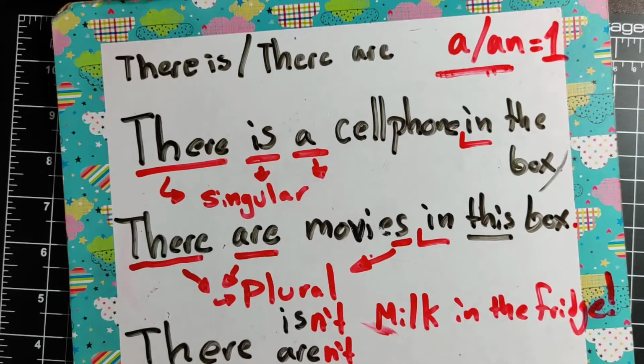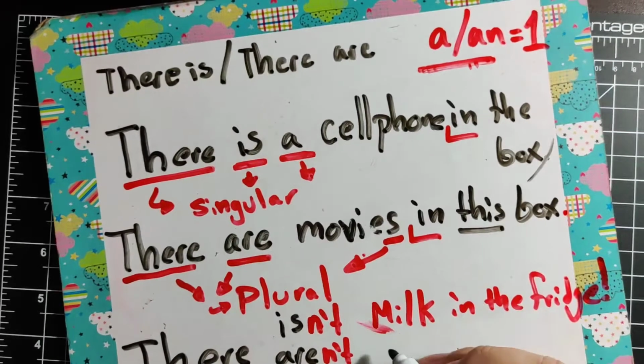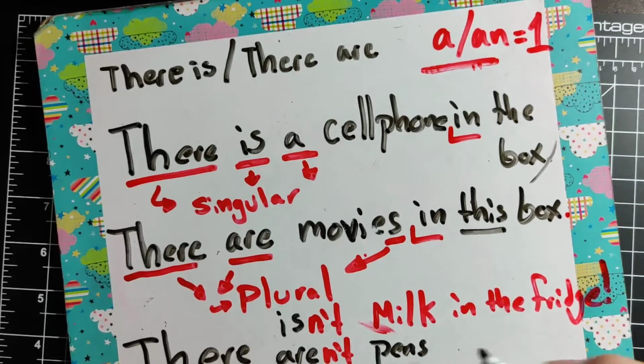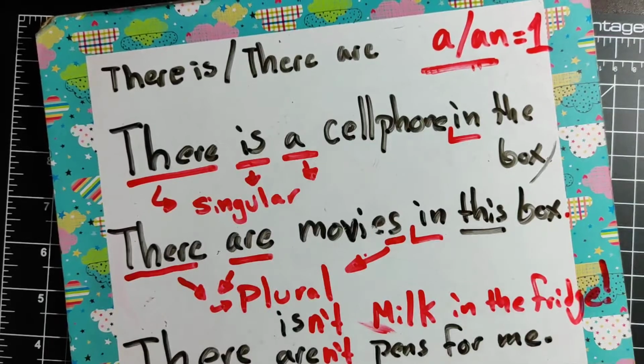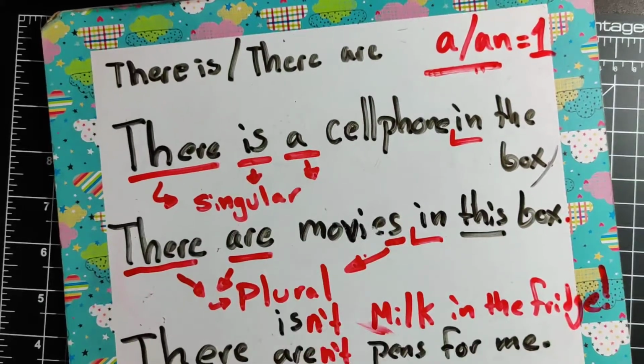What we're saying there is that, is there milk? No. Of course not. There aren't, let's see, pens. There aren't pens for me. There aren't pens for me. Or there aren't any pens for me.